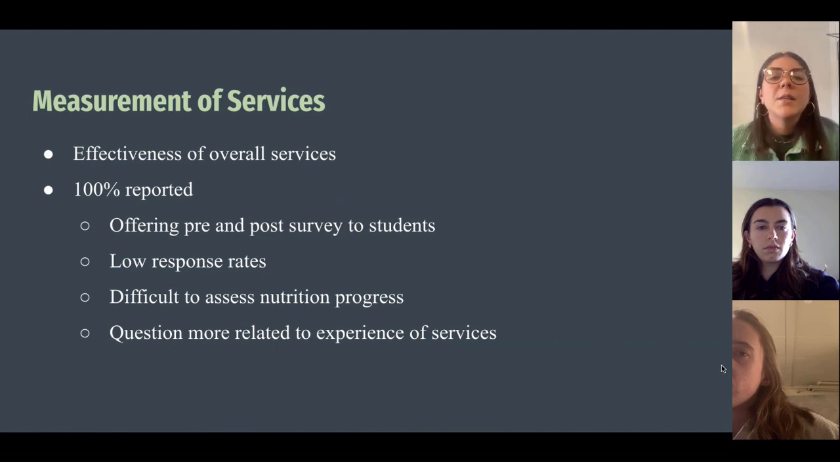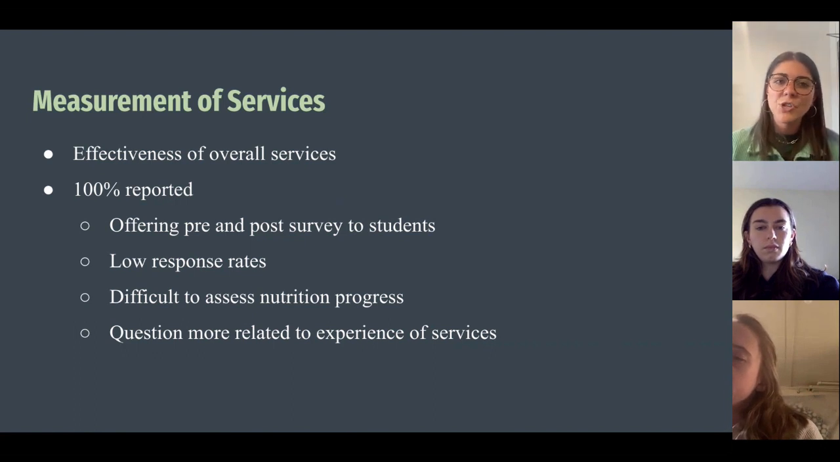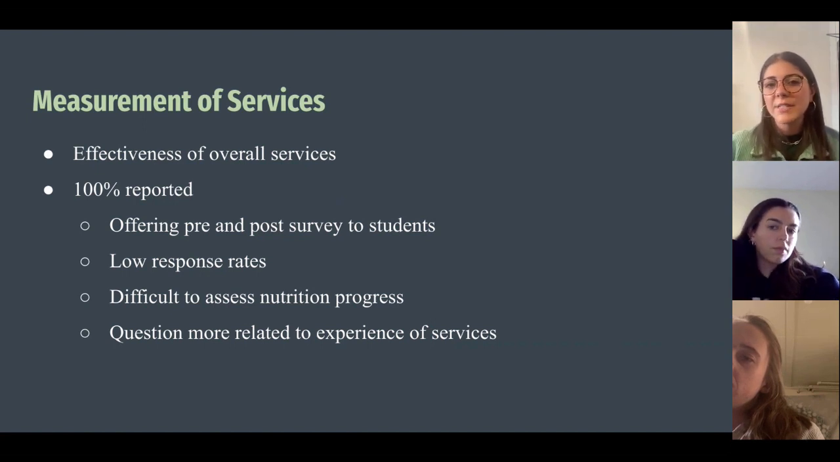So the next thing we wanted to figure out was the measurement of services and the overall effectiveness of the services. That's one of the main things that we mentioned in the title of our research. And after going through the research and conducting this portion, it's very difficult for dietitians to assess the effectiveness because the main thing they're using right now is a pre and post survey to students, and it's really difficult for them to get response rates, mainly because they're only asking questions related to the experience of services: how did you feel after your service? It's mainly just related to the health center and not so much the nutrition services.